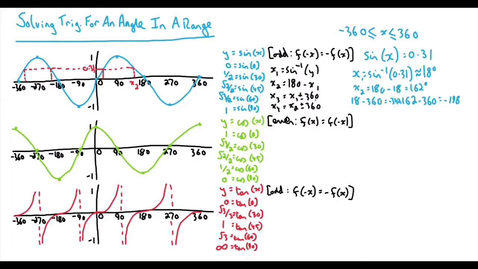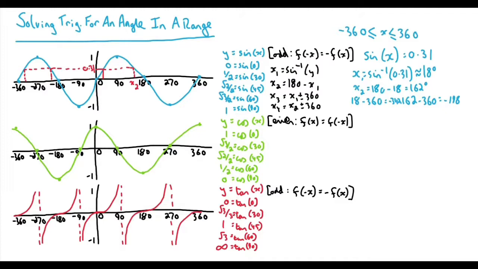It's okay to go outside of the range, just then ignore those answers. But what you don't want to do in a question saying give every value is to accidentally miss something out, because then you will lose marks potentially.